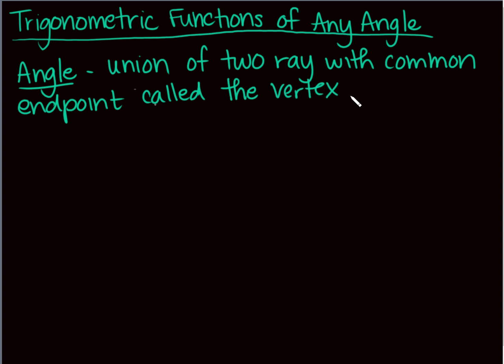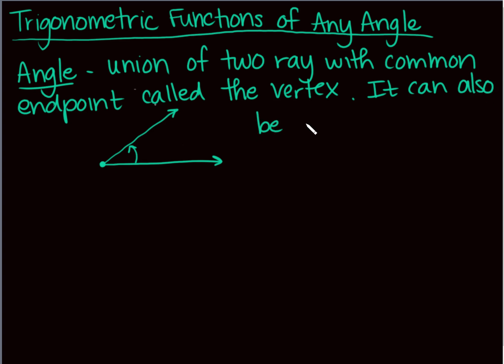So I have this point called a vertex, and I have a ray going out here, and then I have another ray going out here. And so this right here would be the angle in between those two rays. Apparently I don't know how to spell today. It can also be thought of as a rotation.